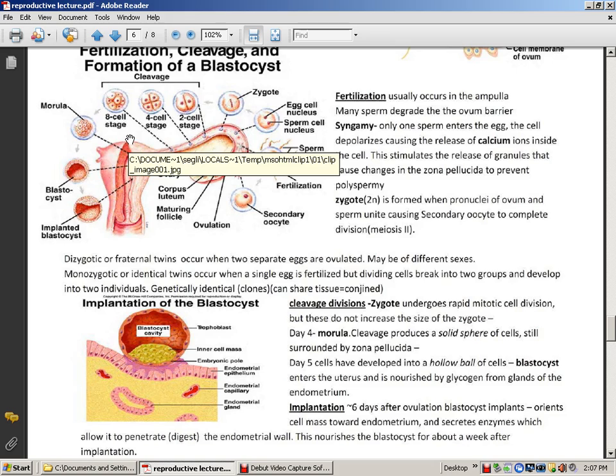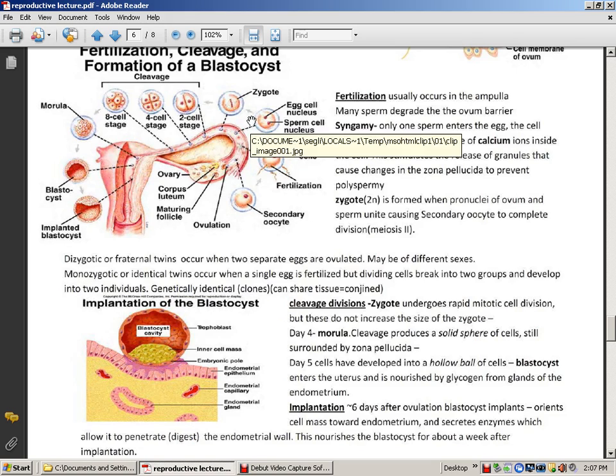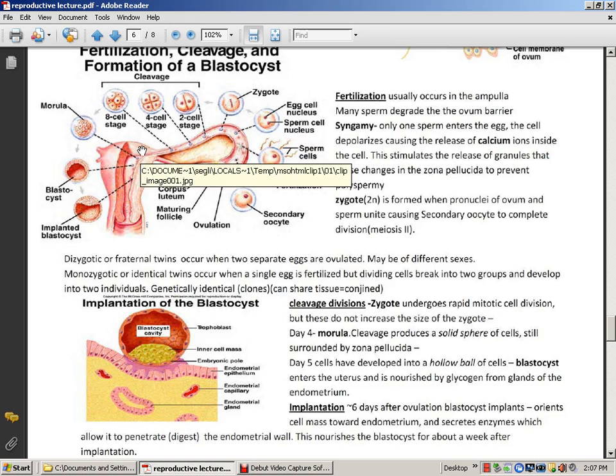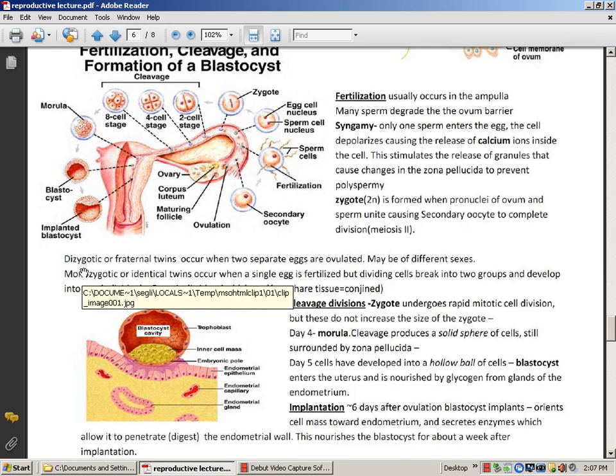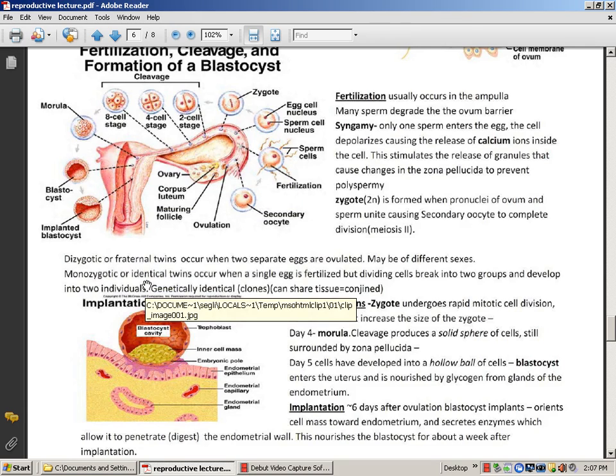Identical twins. Yep, so monozygotic means they started as one zygote up here. They had the same DNA, they popped out, and then they became two organisms. Dizygotic means how many zygotes did you have? Two totally different ones. The DNA is different, so fraternal twins. So dizygotic is fraternal, monozygotic twins are identical.